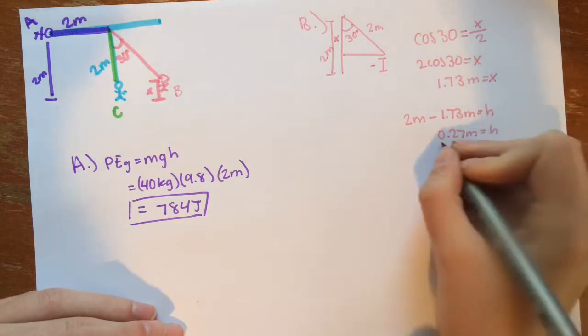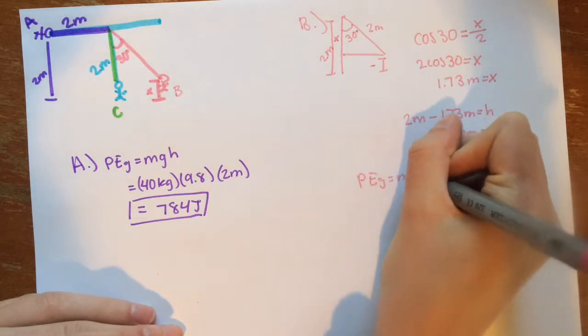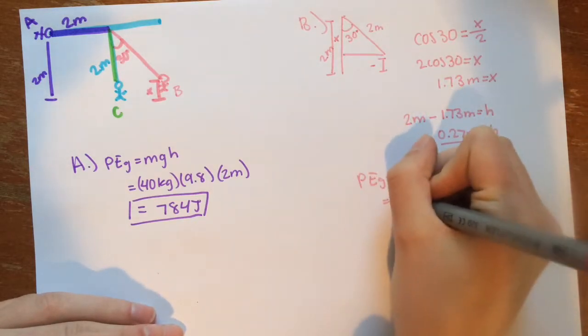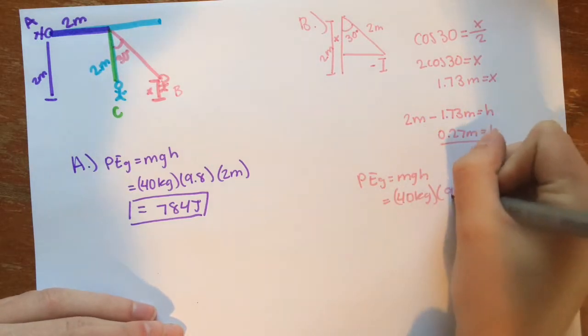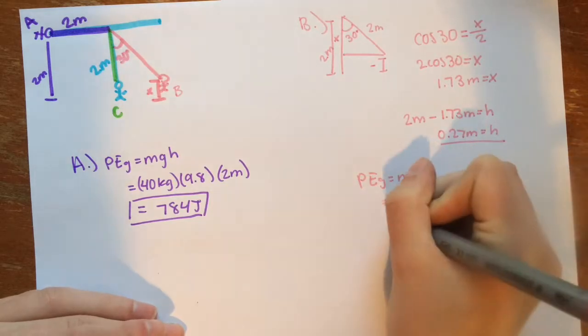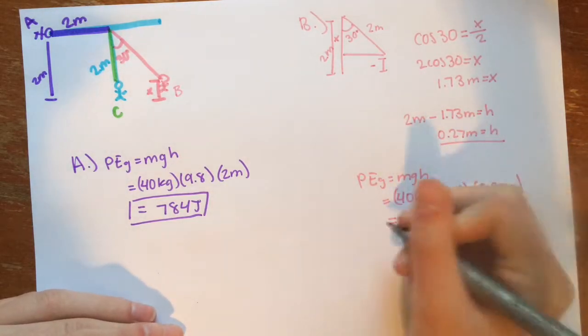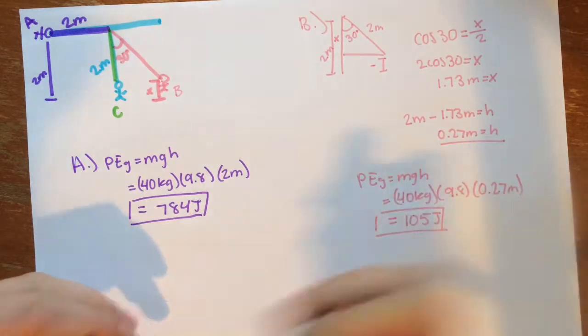So we'll take that height and plug it into the same formula as part A for potential energy due to gravity. So once again, we have a mass of 40 kilograms times 9.8, and this time multiplied by 0.27 meters. So when you plug that into the calculator, it equals 105 joules of potential energy.